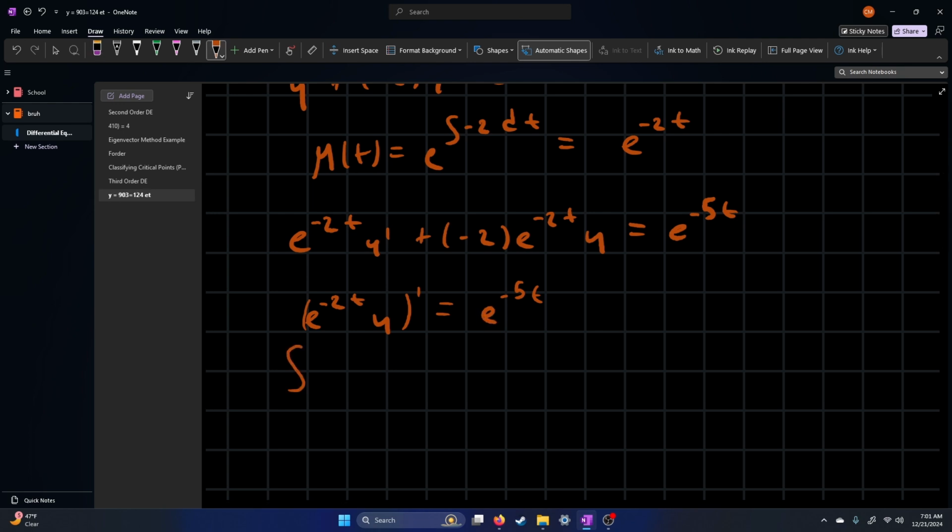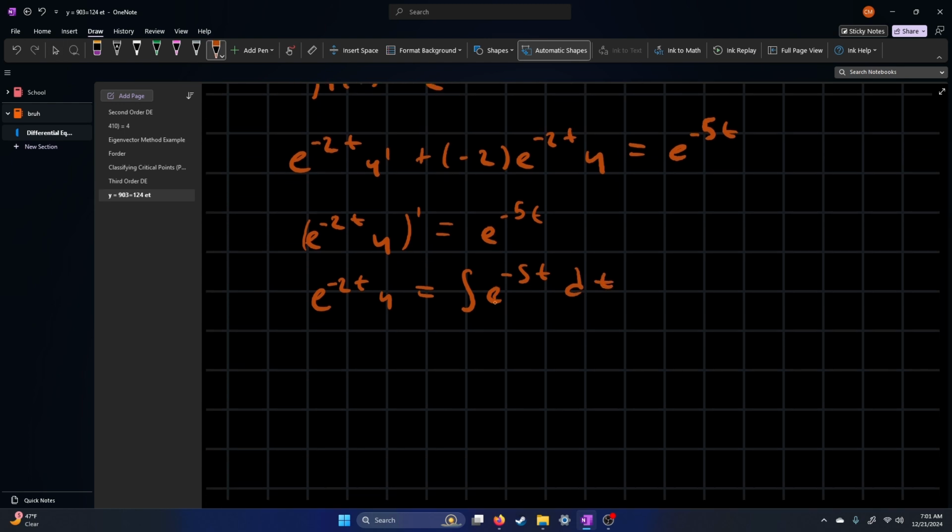And then we take the antiderivative of both sides with respect to t. So it just becomes this equal to the antiderivative of this, and so e to the negative 2t times y is equal to negative 1/5 e to the negative 5t plus c.